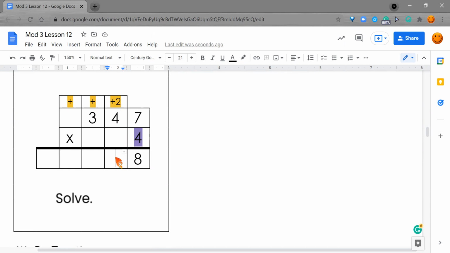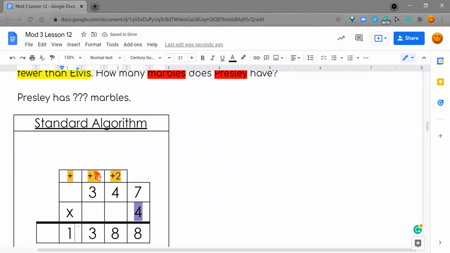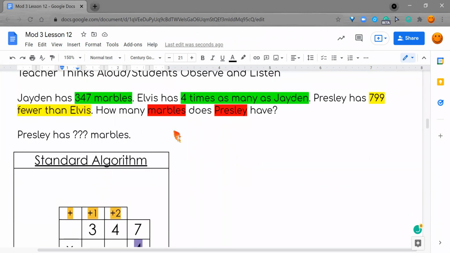Again, my 8 gets dropped into the tens column in the product. Very good. And then I carry my 1 to the hundreds column above. Now I do 4 times 3, which is 12, and I add 1, 13. So the 3 goes in the hundreds column and the 1 goes in the thousands column. Okay, so we figured out that Elvis has 1,388 marbles, but Presley has 799 fewer than Elvis.